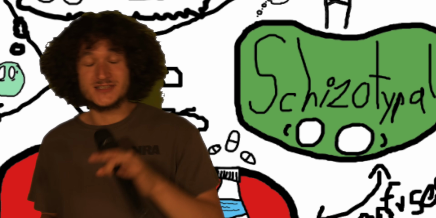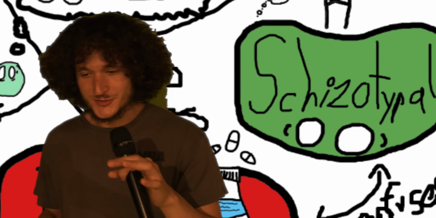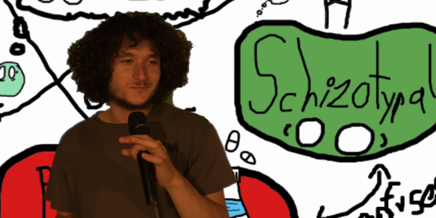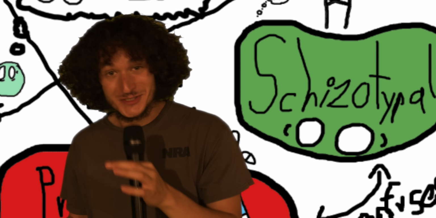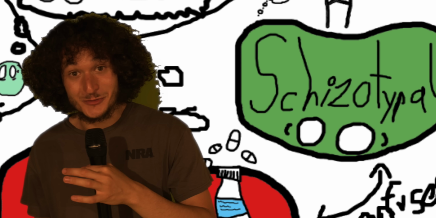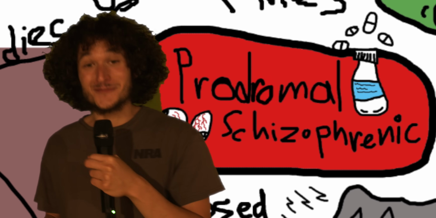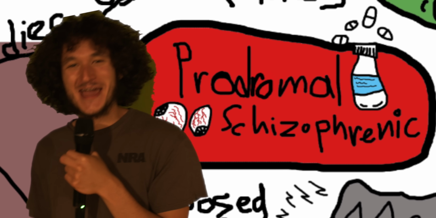Now, unlike schizophrenia, schizotypy is not a progressive disorder. It's not likely to get worse over time. Well, that is unless they're not actually schizotypal and you're really dealing with a prodromal schizophrenic. Prodromal schizophrenics are well on their way to their first psychotic break. Let's give them a hand, everybody.